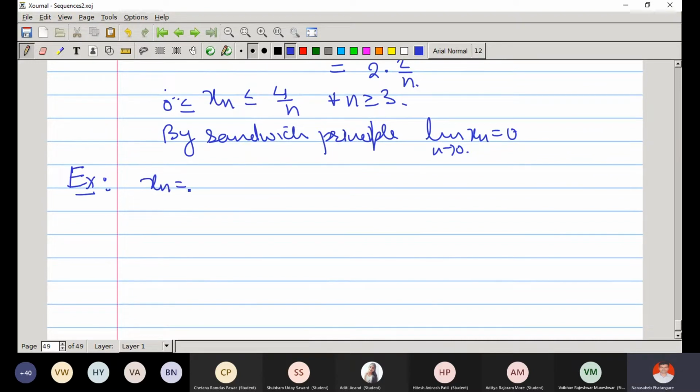Okay, now I will give a sequence: 10 raised to n upon n factorial.